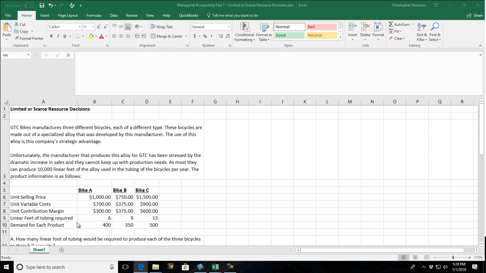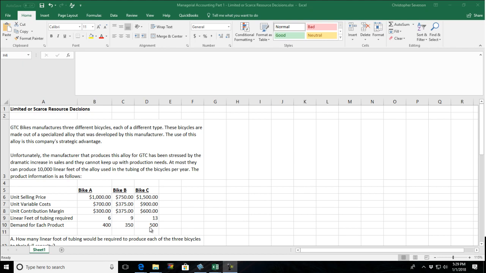The product information is as follows. So we have 3 different bikes, A, B, and C. They each have their own unit selling price, their own unit variable cost, and their own unit contribution margin. Keep in mind, contribution margin is simply selling price minus variable cost. So that's already been calculated for you, the unit contribution margin. It also tells you how many linear feet of this tubing is required for each type of bike, and what the annual demand is for each product.